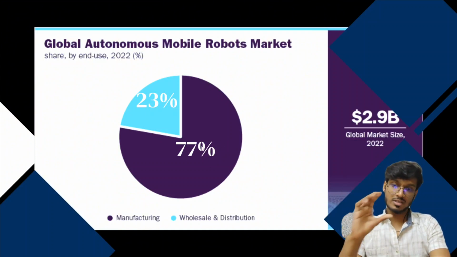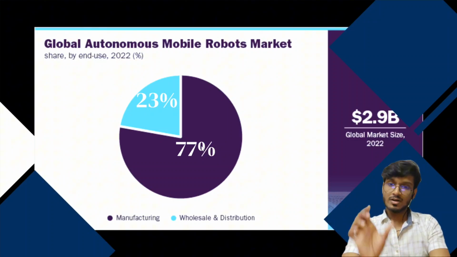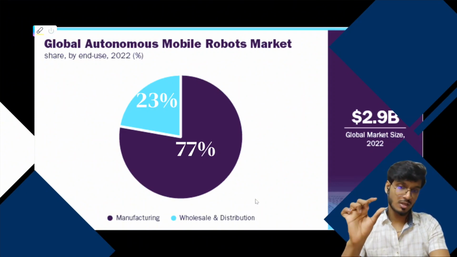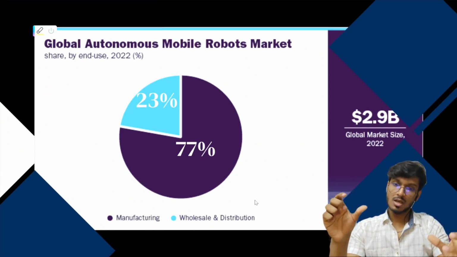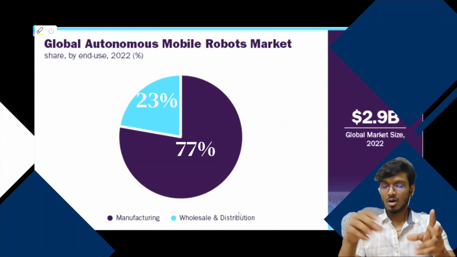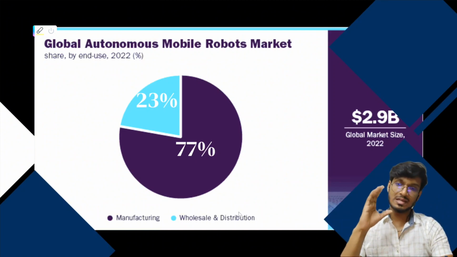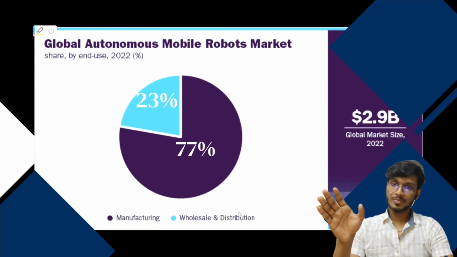So all these autonomous mobile robots were used in manufacturing, and only a small percentage, less than 25%, about 23%, was used in wholesale distribution, like grocery, retail, or the medical sector. So mainly these robots are used in industries.